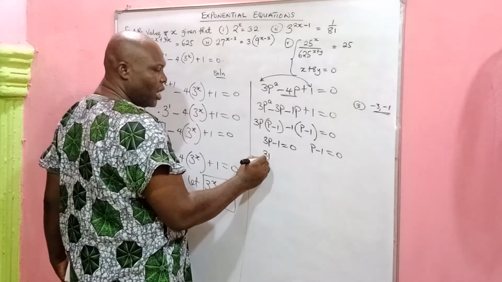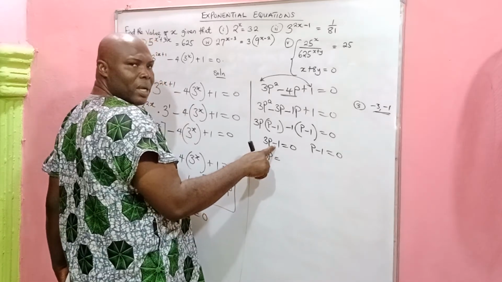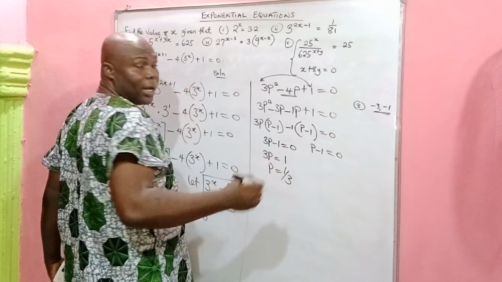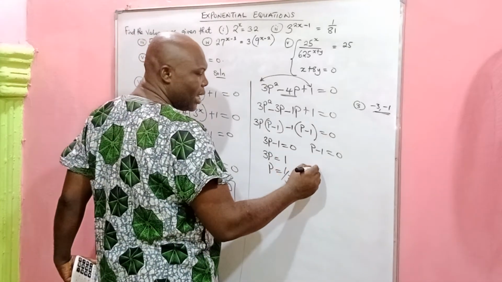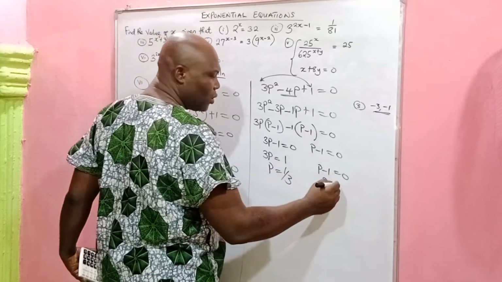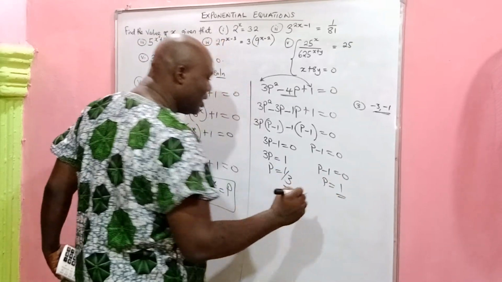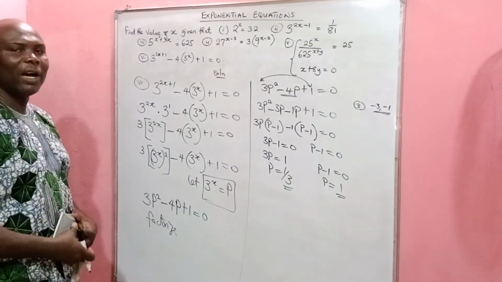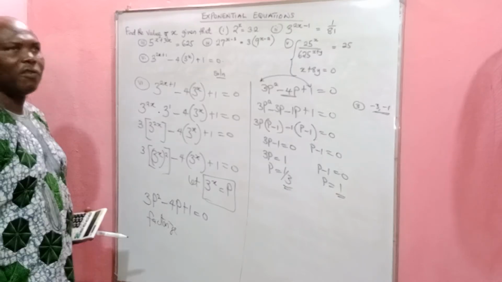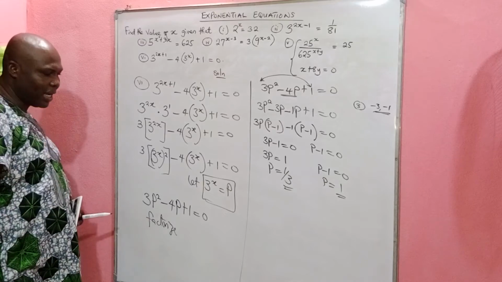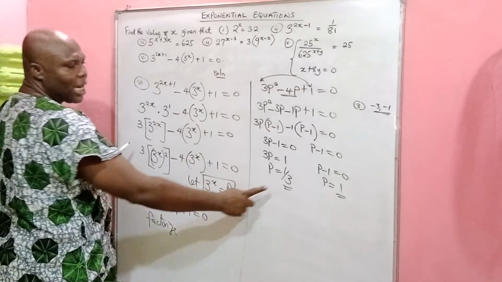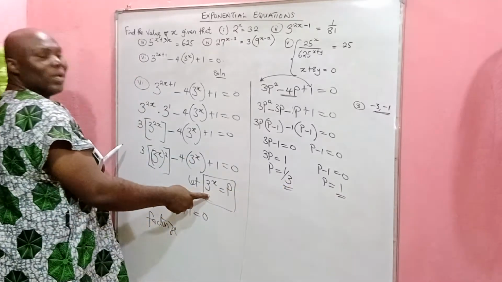Please take note, if 3p minus 1 is 0, the minus 1 crosses to be 1. Therefore, p will be 1 all over 3. Take note of that. But here, if p minus 1 is 0, p will be equal to minus 1 crossing to be 1. So we have gotten the values of p to be 1 over 3 and 1. But the question did not say we should find the value of p. Rather, they say we should find the value of x. Remember that 3 raised to power x will give us p. Now we have gotten p, so it means we can get x.